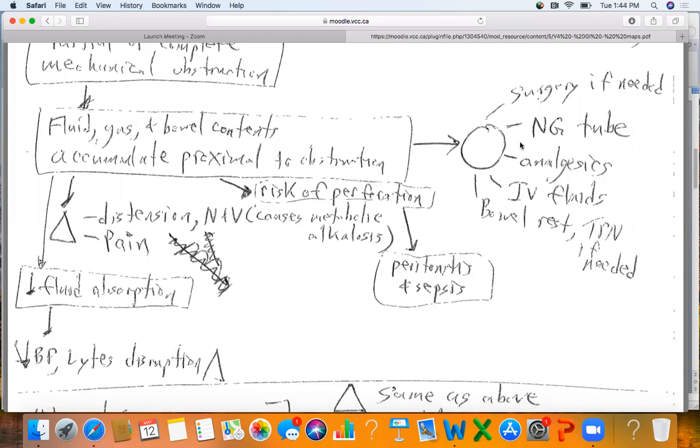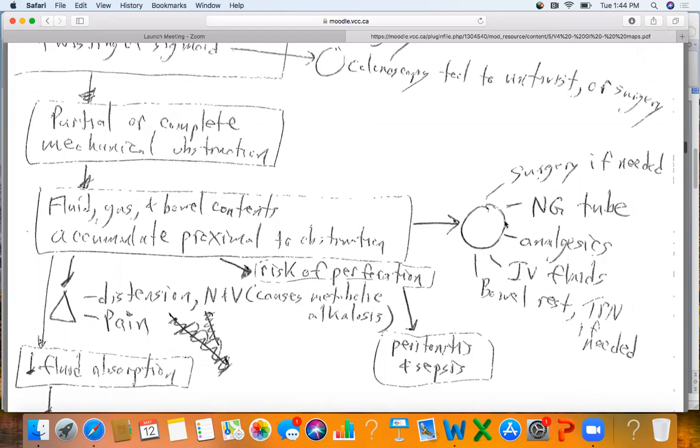So how do we deal with it? For some cases of bowel obstruction, we'll need surgery, like we talked about above with lysis of adhesions. Again, most paralytic ileus cases don't need surgery.